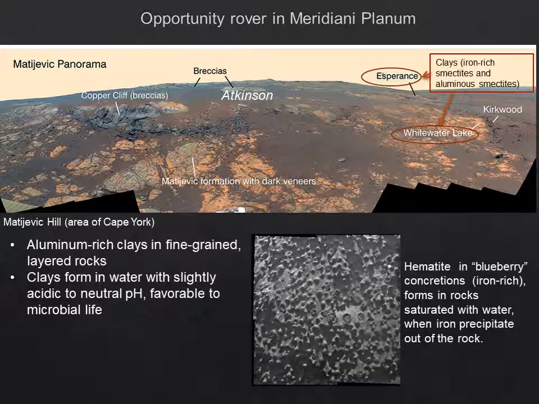The presence of aluminium-rich clays is significant because those clays form in water which has a slightly acidic to neutral pH, and on Earth this type of environment is favorable to microbial life.